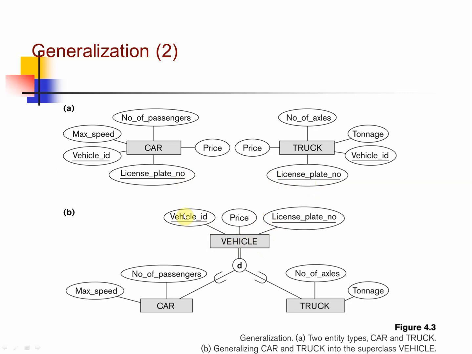And in the vehicle, we can have the vehicle ID, price, license plate number, etc. And then we can have those subclasses with their own local attributes. So you can see originally car and truck were entities, and now they became subclasses. So this is giving you an idea of what generalization can do.